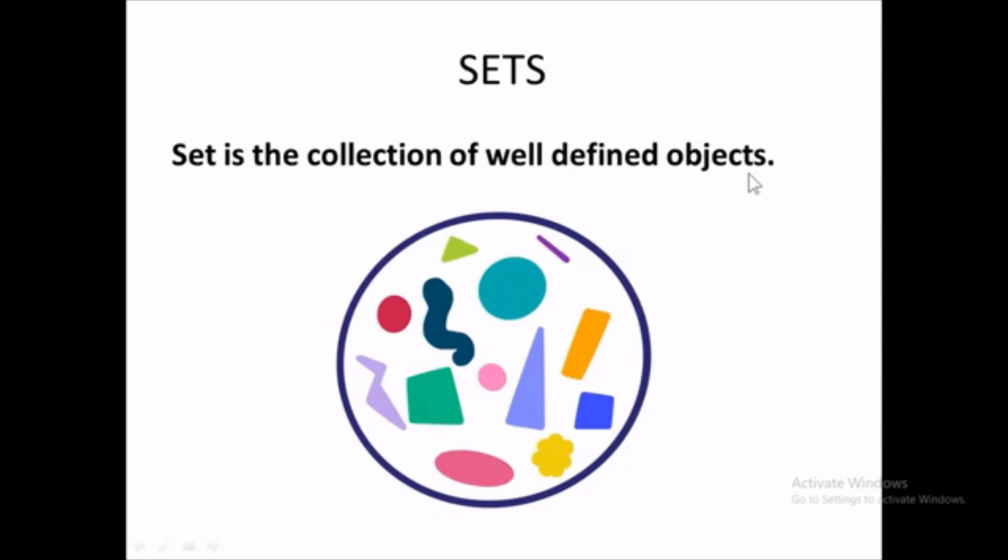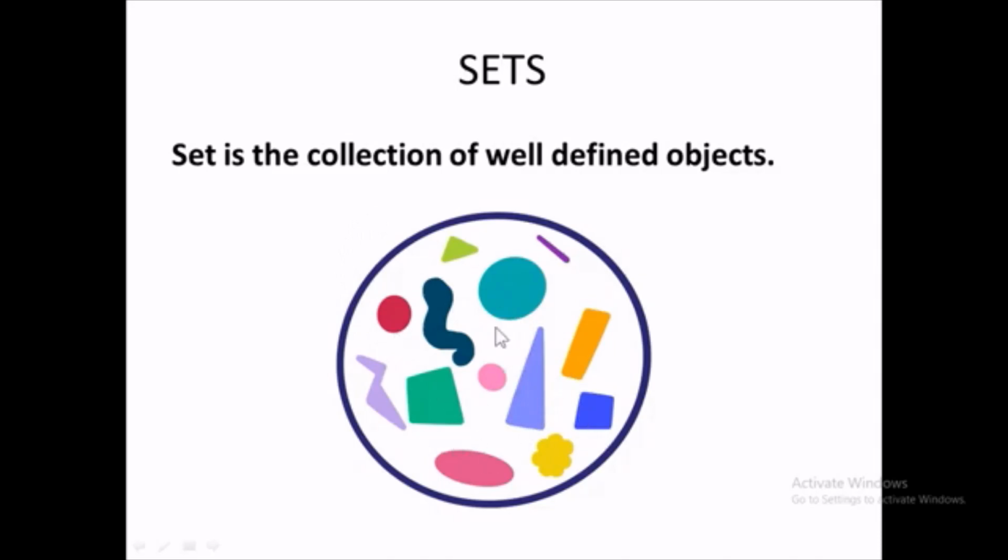That is, you know the object you are collecting. You know what you are collecting. I'm collecting 1, 2, 3, 4, 5. It's a well-defined object I'm collecting. You can see this in the diagram you're having on the screen right now. You're having a circle. Inside the circle, you're having some shapes. That means you are collecting a well-defined object.